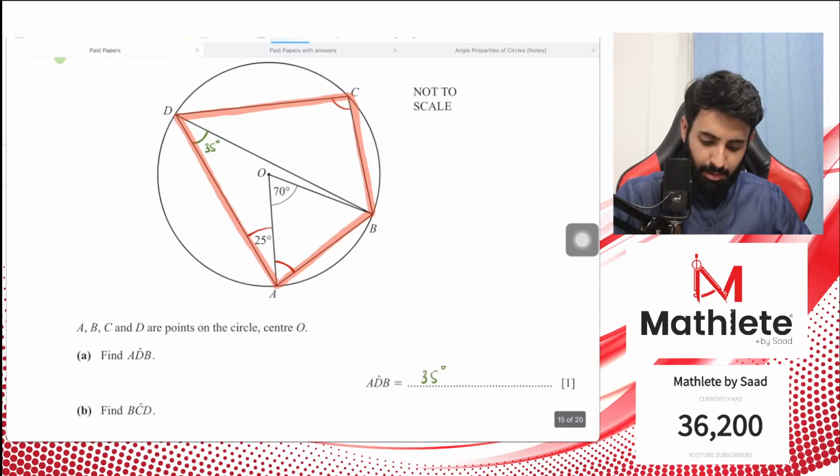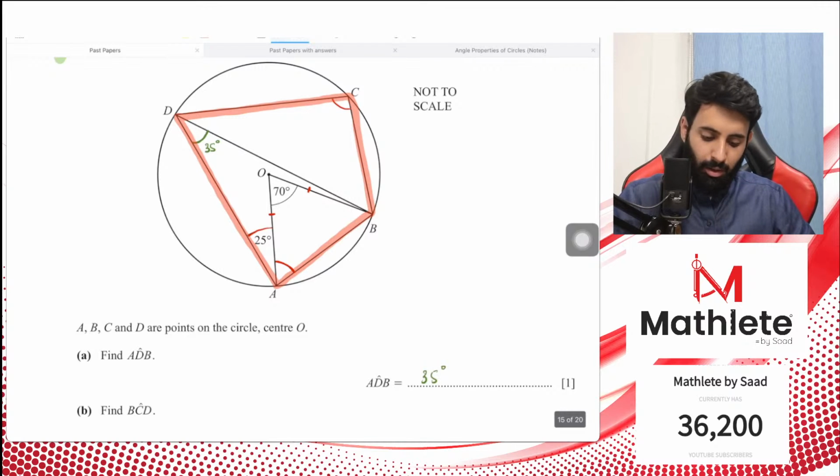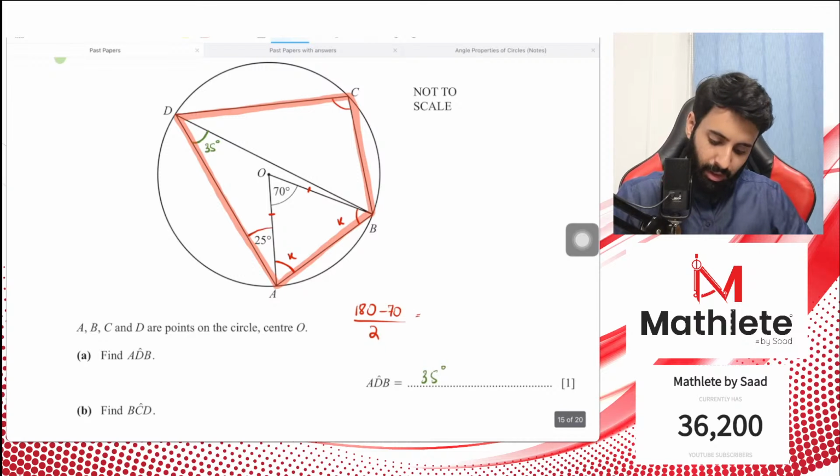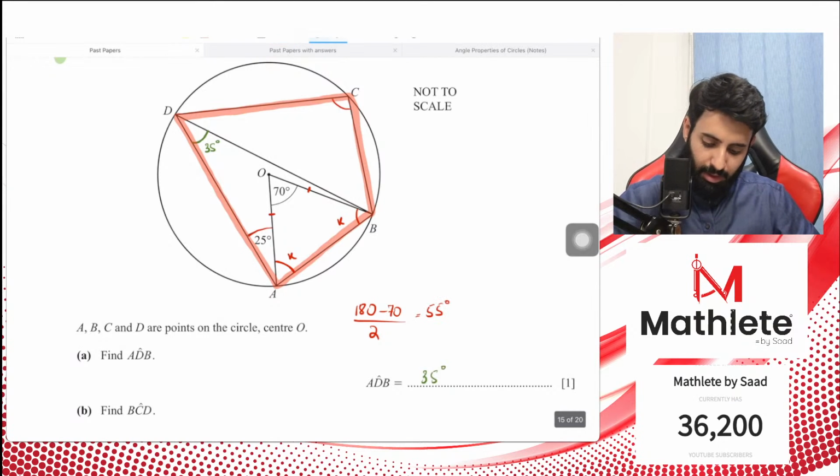That's absolutely correct. So these two lengths are going to be the same because they're both radii of the same circle. Okay, so here's what we're going to do. We're going to do 180 minus 70 and divide it by 2, because these two angles are going to be the same because it's an isosceles triangle. So 180 minus 70 is 110. Divide that by 2 is 55 degrees. So now we have this angle which is equal to 55 degrees.